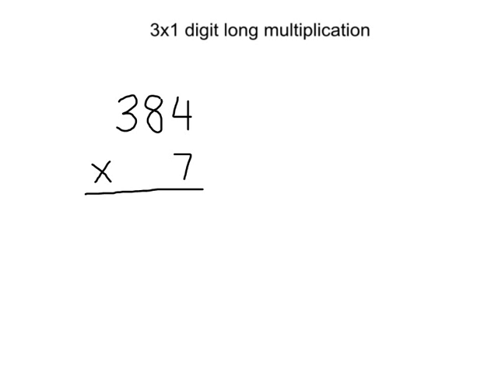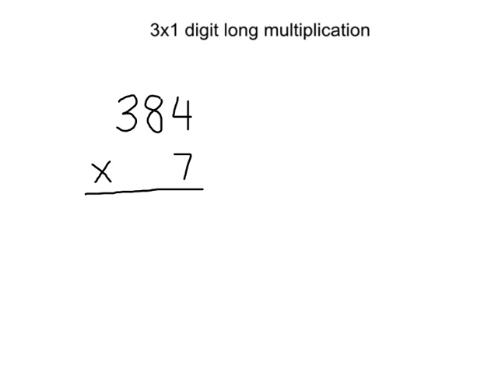Today I'm going to be teaching 3 by 1 digit long multiplication. Now, in this sense, the long multiplication way takes away the mental math aspect of multiplication, which has been traditionally used. And this makes it pretty much a lot easier to do and mistake-free, so you don't have to keep numbers within your head. So right now, our question is 384 times 7.